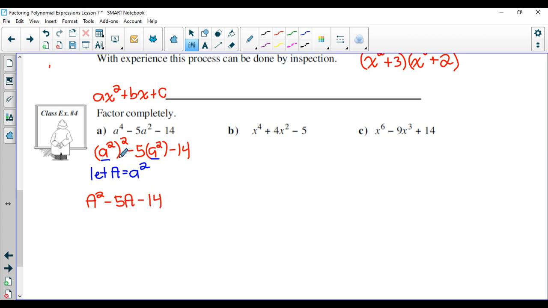So now, as a result of this substitution, we are now in the format of a trinomial that we're familiar with. And now we can factor this one by inspection again. So you need two numbers that add to give -5 and multiply to give -14. So that would be -7 and 2. So -7 plus 2 would be -5. And then -7 times 2 would be -14. So if I factor that, then it would be A minus 7, and then it'd be A plus 2.